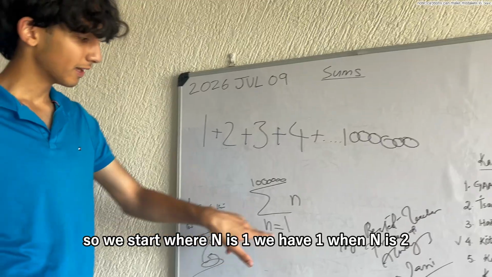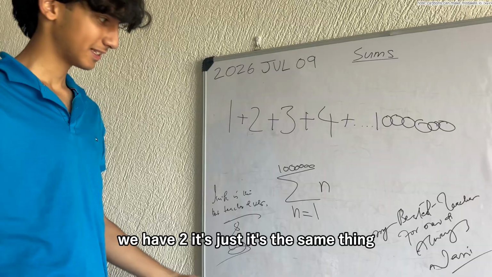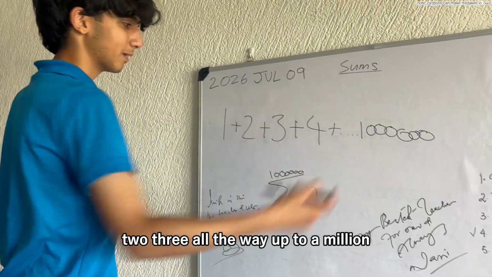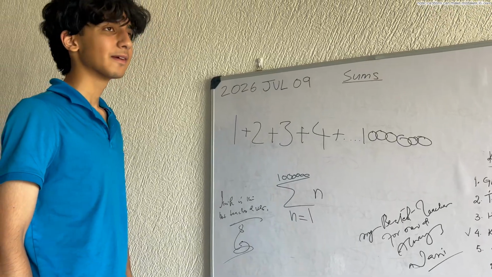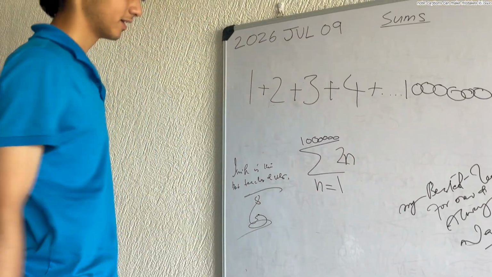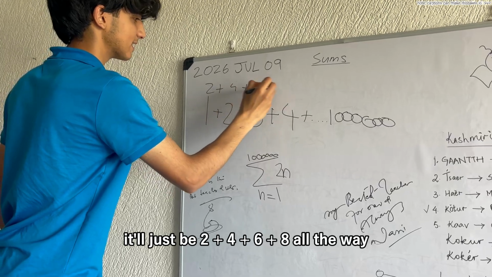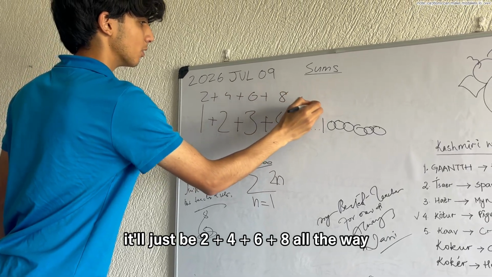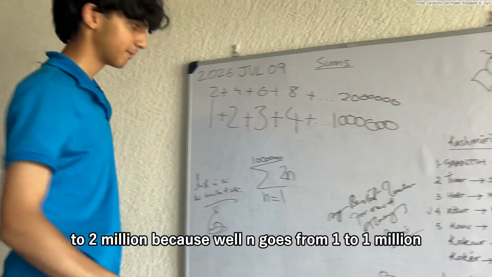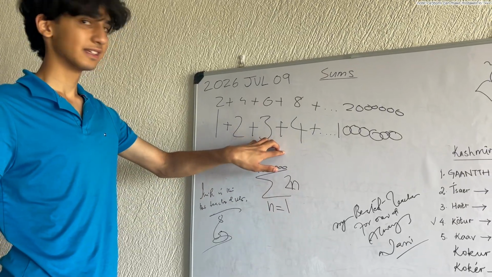So we start where n is 1, we have 1. When n is 2, we have 2. It's the same thing. So we just have 1, 2, 3, all the way up to 1,000,000. Now, if you change this to 2n, it'll just be 2 plus 4 plus 6 plus 8 all the way to 2,000,000, because n goes from 1 to 1,000,000.